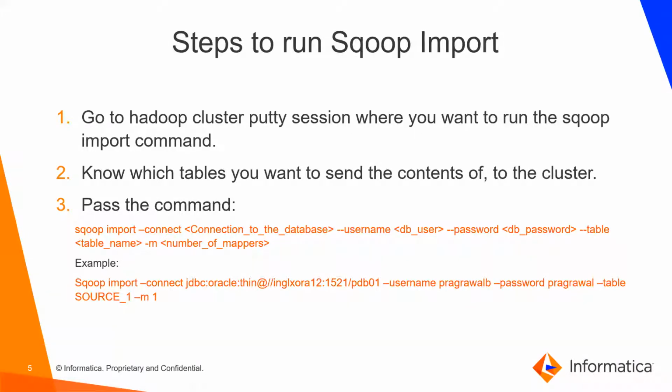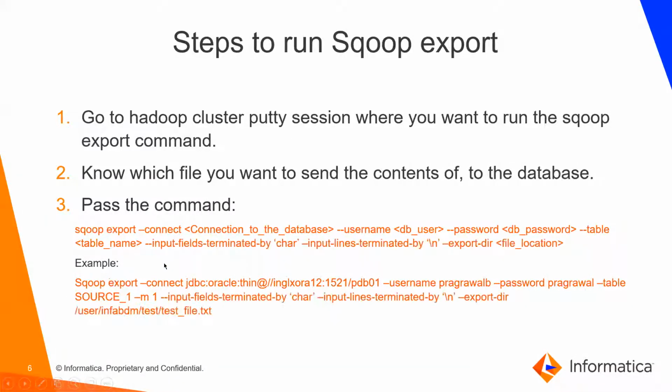Steps to run Sqoop import. First of all, we need to go to the Hadoop cluster PuTTY session where we want to run the Sqoop import command. Then we need to know which database's contents we want to transfer to the cluster's file. And then we pass the command: Sqoop import, then the connection string to the database, then the username, the password for the database, and the table from which we want to fetch the content and load it to the HDFS location in some file, and then the number of mappers.